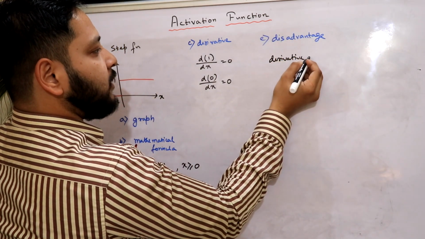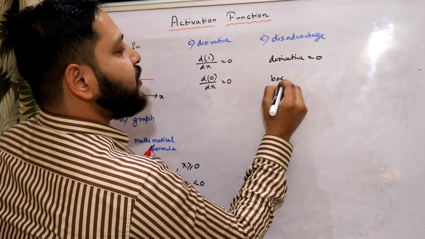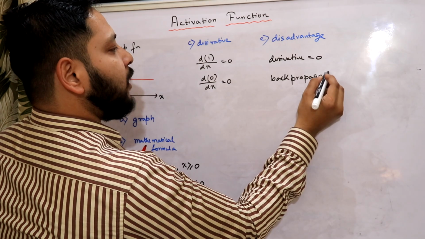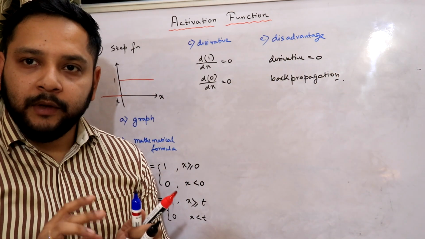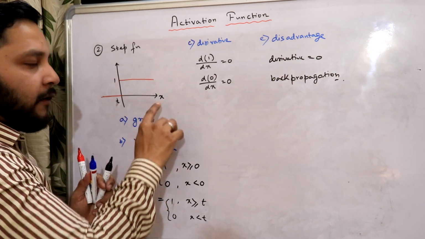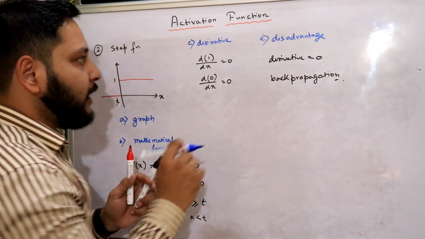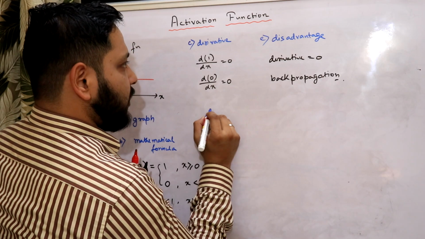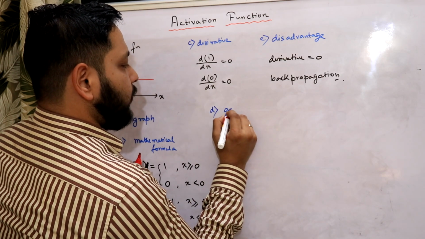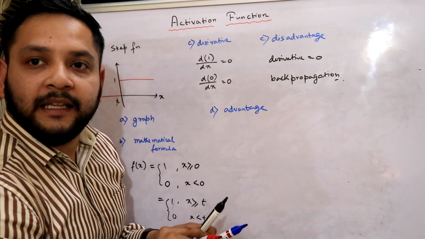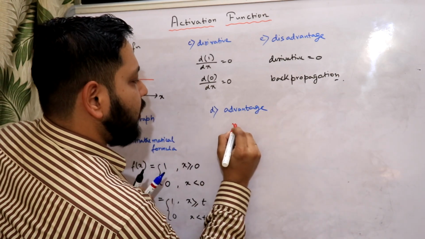Since the derivative is 0, it is a hindrance to backpropagation. Here we can see that either the value will be 1 or the value will be 0. So now, coming to the advantage, the neuron will be either activated or deactivated.